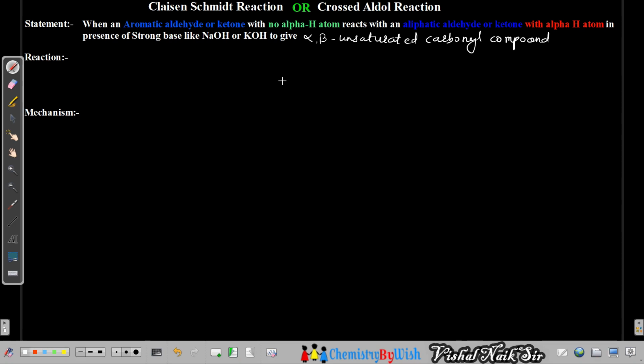In aldol condensation हम लेते हैं 2 moles of the same aldehyde or ketone. But in a cross aldol condensation reaction, we take an aromatic aldehyde or ketone with no alpha hydrogen atom. हम ऐसा aromatic aldehyde और ketone लेते हैं जिसमें alpha hydrogen atom नहीं होता, and then we react this with an aliphatic aldehyde or ketone with alpha hydrogen atom in the presence of a strong base like NaOH and KOH. So हमें जो प्रोडक्ट मिलता है, that is called an alpha beta unsaturated carbonyl compound. तो चलिए रिएक्शन देखते हैं.